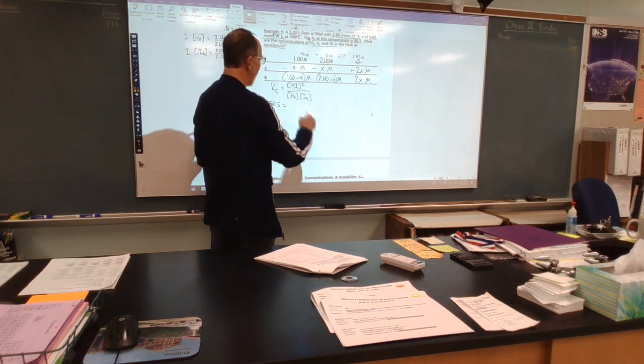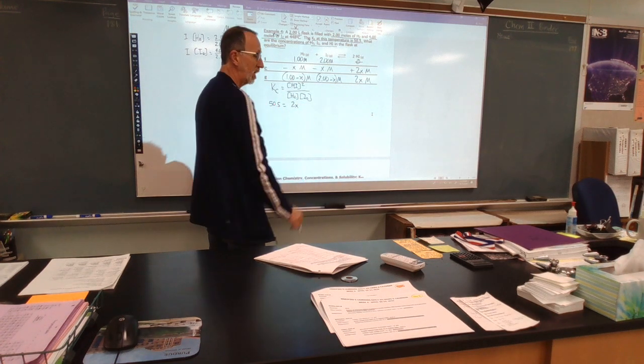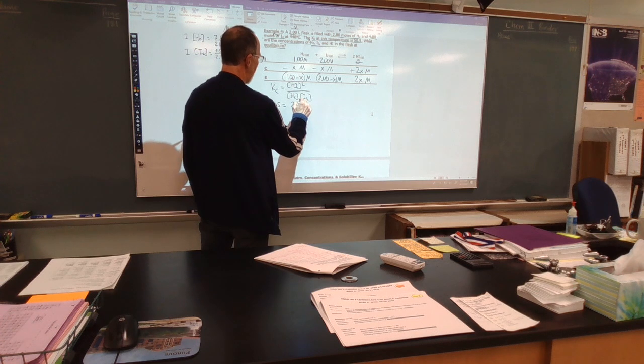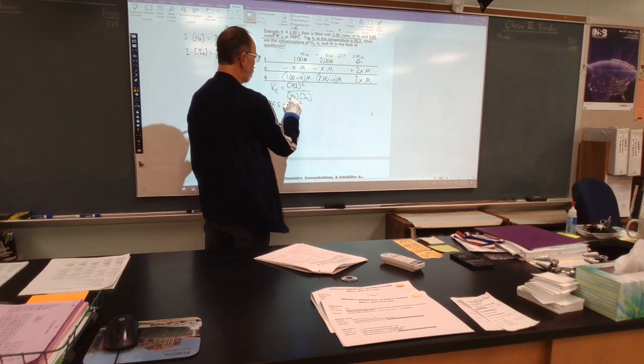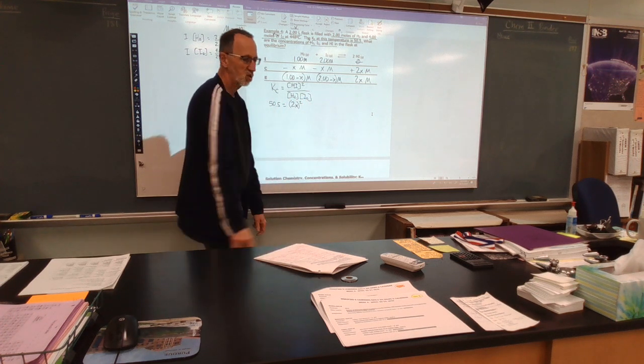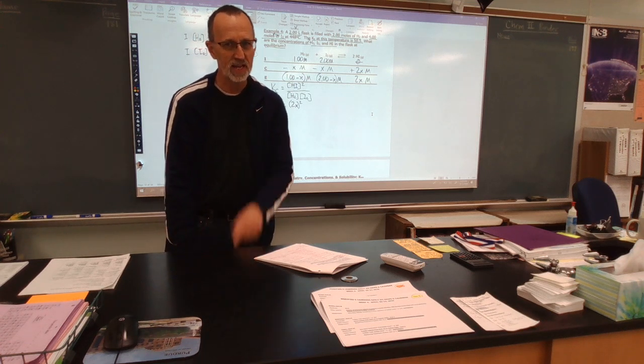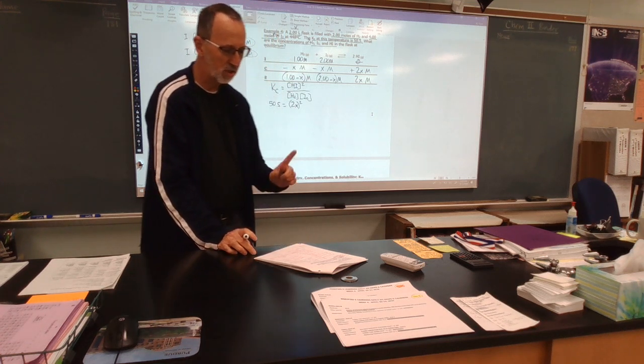HI is 2X. Now, be careful here. It's not 2X squared, it's 2X, the quantity, squared, which are two very different things. So make sure you catch that.